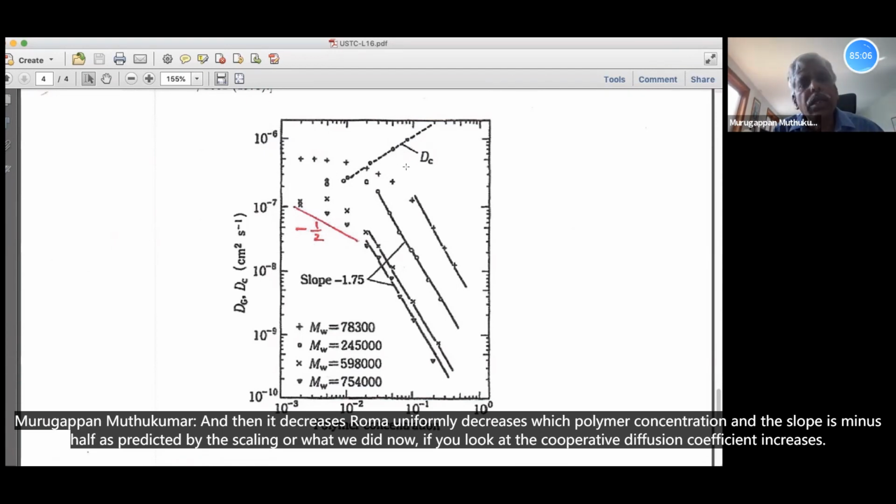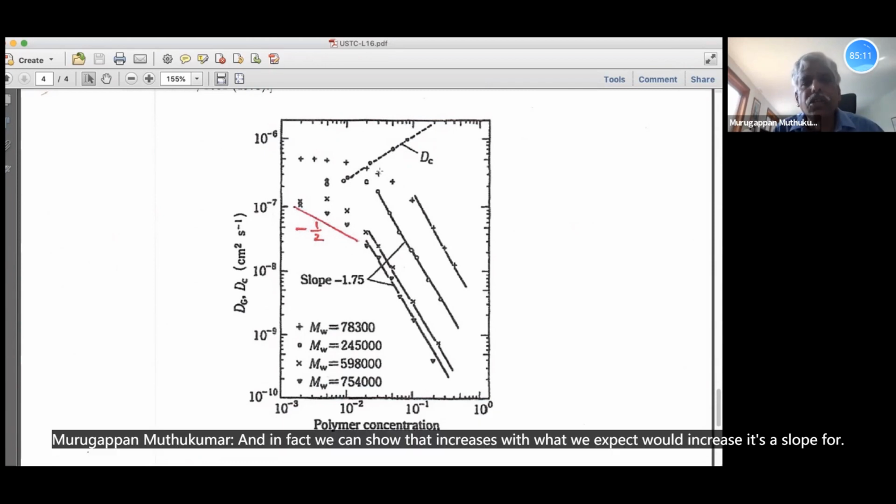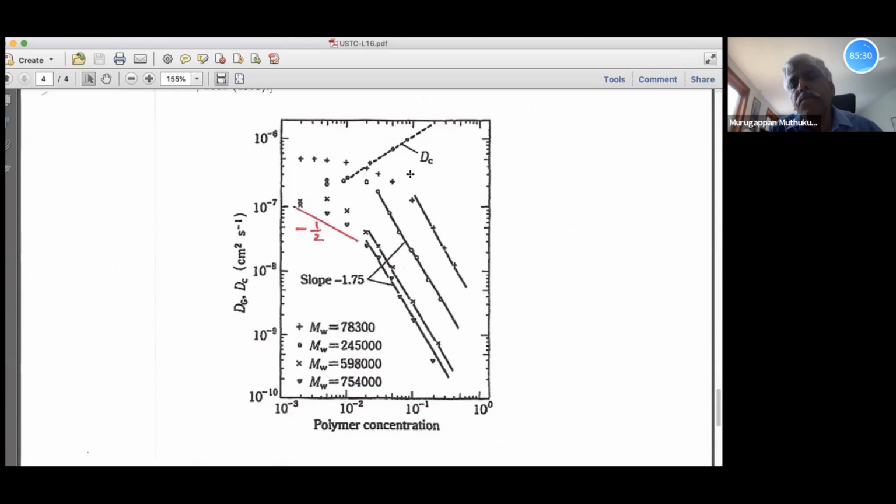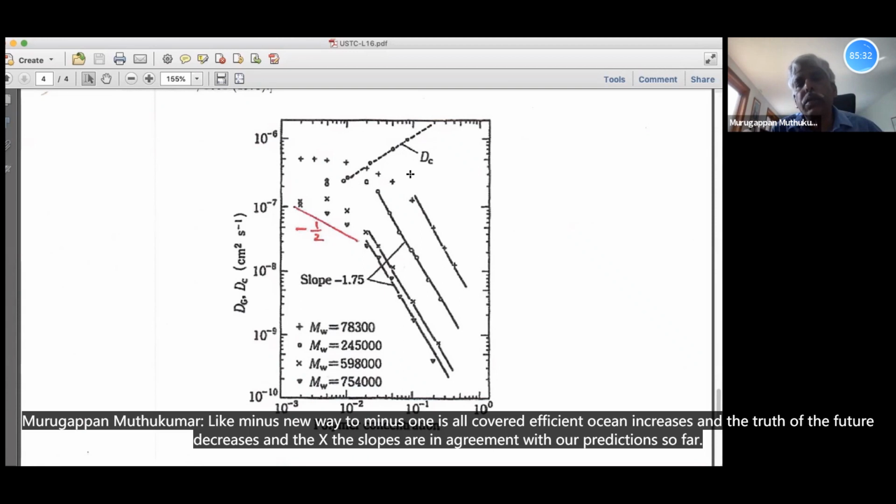Now, if you look at the cooperative diffusion coefficient, it increases. And in fact, we can show that it increases as we expect, with the same exponent for theta conditions and good solvents. DC goes like 1 over correlation length, and the correlation length goes like concentration power minus nu over 3 nu minus 1. Okay, so the cooperative diffusion coefficient increases and the tracer diffusion decreases, and the slopes are in agreement with our predictions so far.